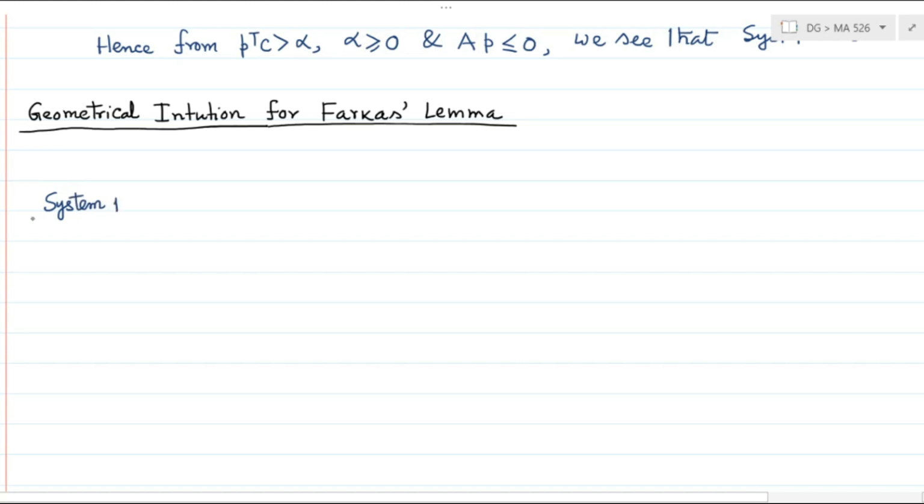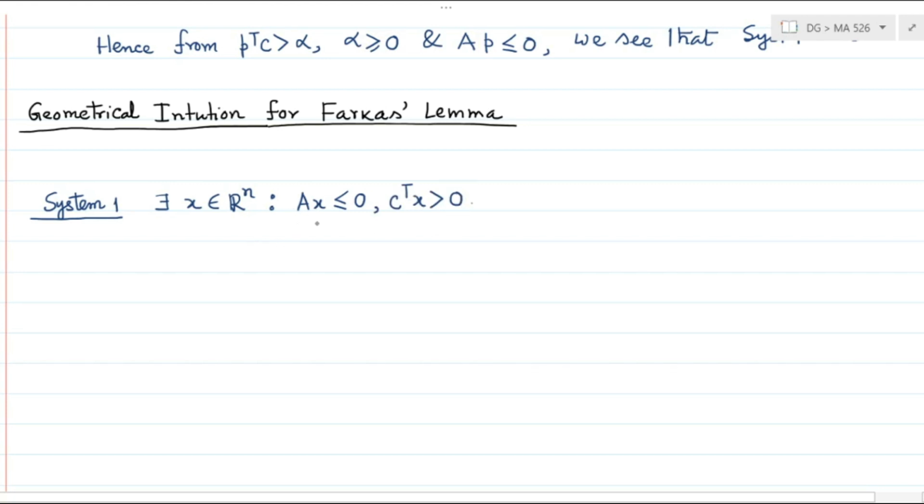System 1. System 1 says the following. System 1 is saying that there exists one x belonging to Rn such that Ax is less than or equal to 0 and C transpose x is greater than 0. This is your system 1. What does this system say?